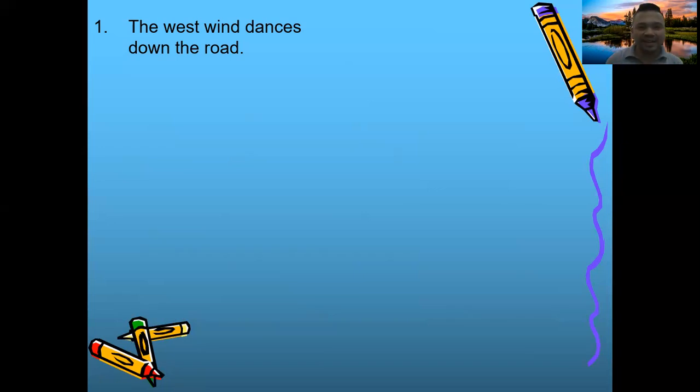Say, for example, the west wind dances down the road. The west wind dances down the road. So what is it? Is it personification or hyperbole? I would like you to type your answer in the comment section, or if you're watching this live right now, type your answers in the chat box. The west wind dances down the road. Is it hyperbole or personification?